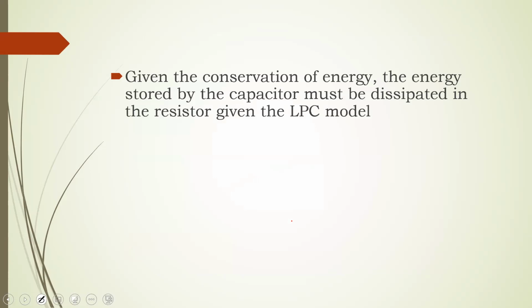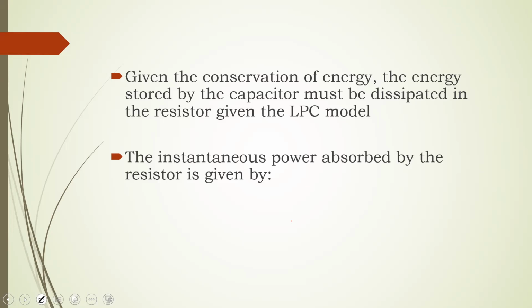I'm still at Peru. So let's come back to the notes quickly. I'll call while they're writing. Given the conservation of energy, the energy stored by the capacitor must be dissipated in the resistor, given the lumped parameter circuit model. Whatever energy is lost by the capacitor must be absorbed by the resistor. None is absorbed by the connecting wires, which we know is not true, but it makes life easy.